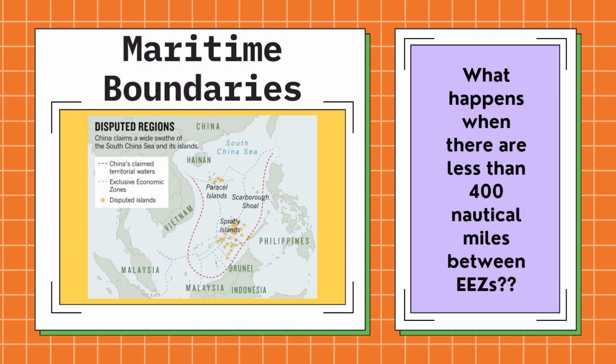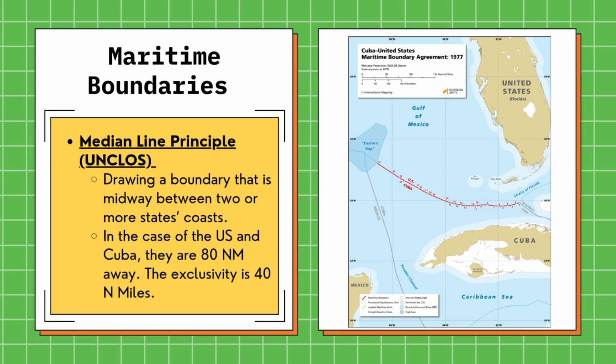All right. So, when there are less than 400 nautical miles between EEZs, that's when problems arise. For example, later on we'll talk about the problem with China and the South China Sea. This is an example of areas crossing over, and there isn't really enough space to have 200 nautical miles per country. All right, so the median line principle. If two countries are too close, less than 400 nautical miles, they split the space evenly.